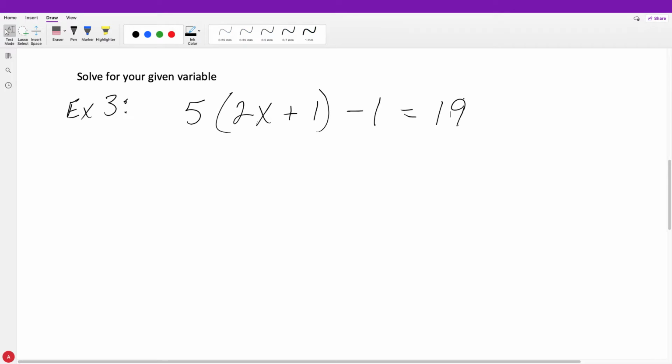All right, so now we have this problem: 5 times (2x plus 1) minus 1 is equal to 19. So when we see this, we're going to write our PEMDAS because we have a lot of things going on here. And I see, okay, we're going to do this in reverse order. I see I have a parentheses. So I might focus on this parentheses first, but there's nothing I can do inside this parentheses. So when we actually have this parentheses, what we need to do first is to simplify, all right?